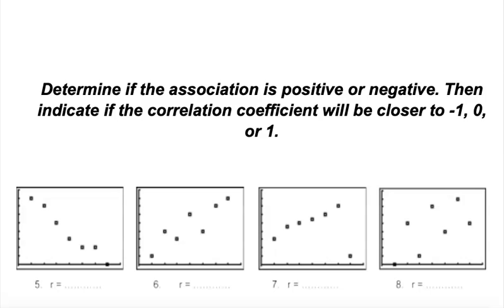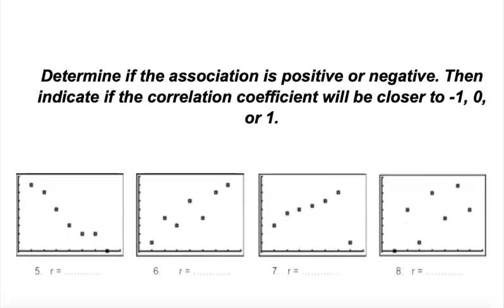This page is a little bit easier to do. So it says determine if the association is positive or negative, then indicate if the correlation coefficient is going to be closer to -1, closer to 0, or closer to +1. So I'm not trying to guess what it is. I'm just trying to say what is it close to, okay? And so that's all about how close do I think the dots are to each other.